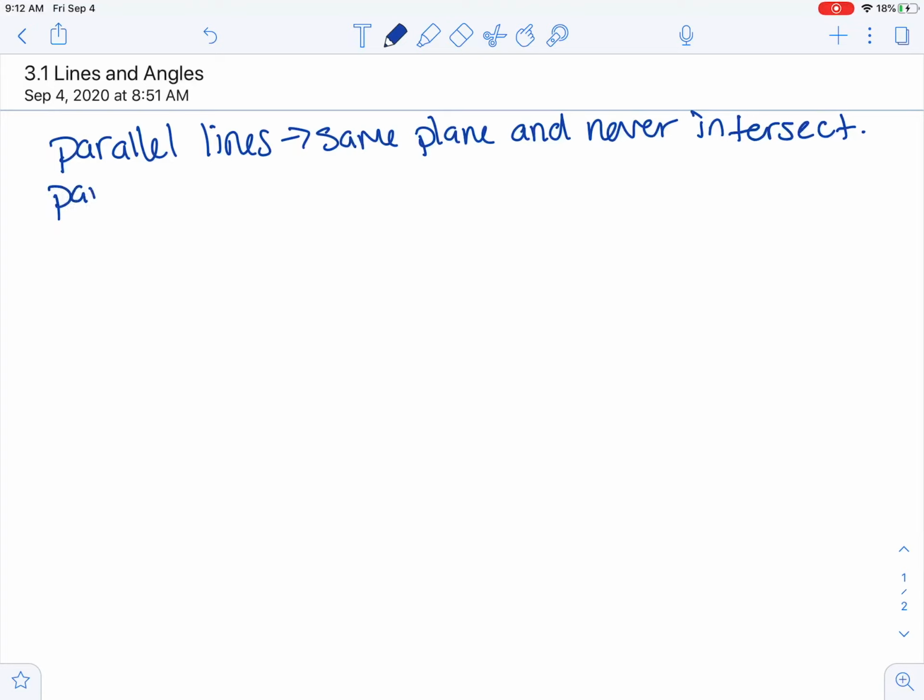Okay, we also have parallel planes. Parallel planes are going to be two planes that never intersect.